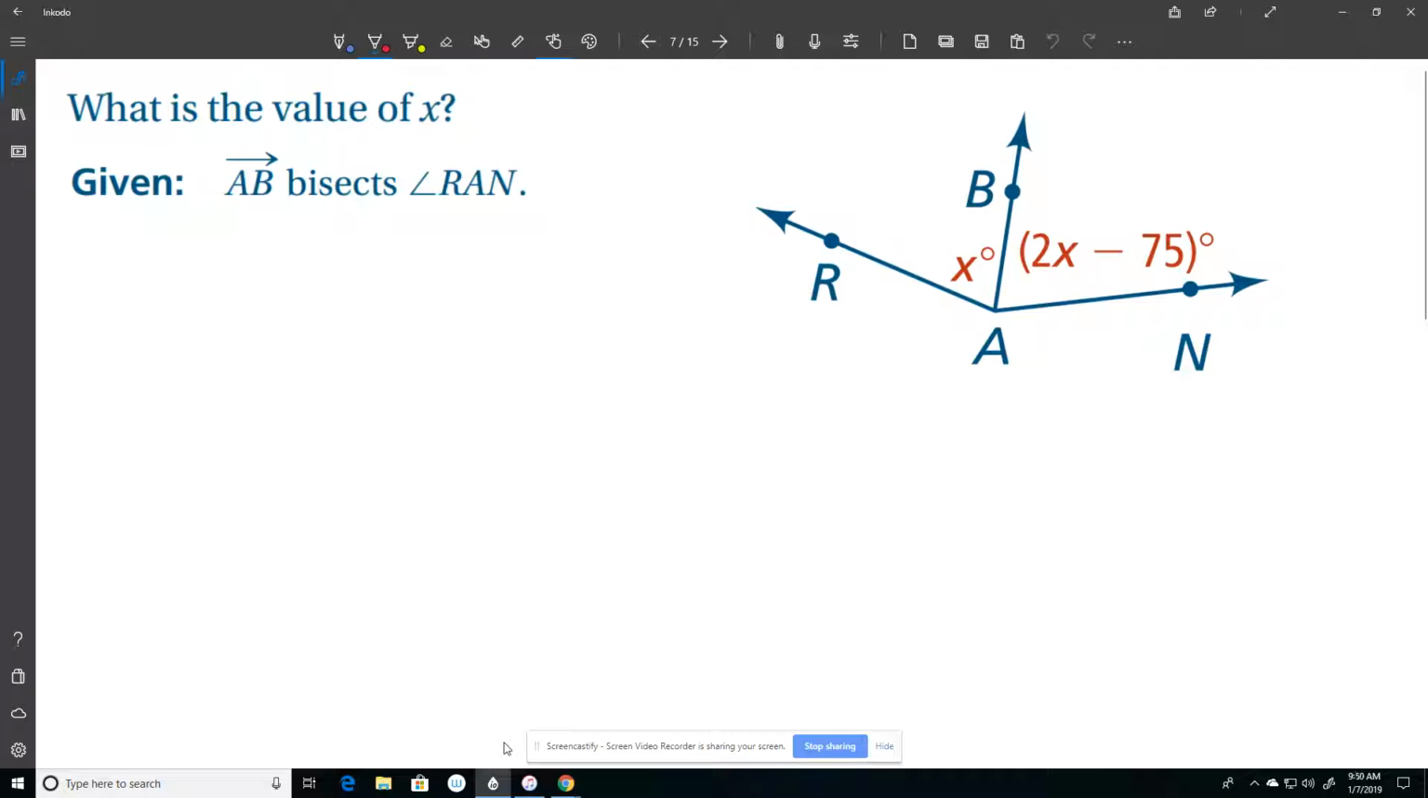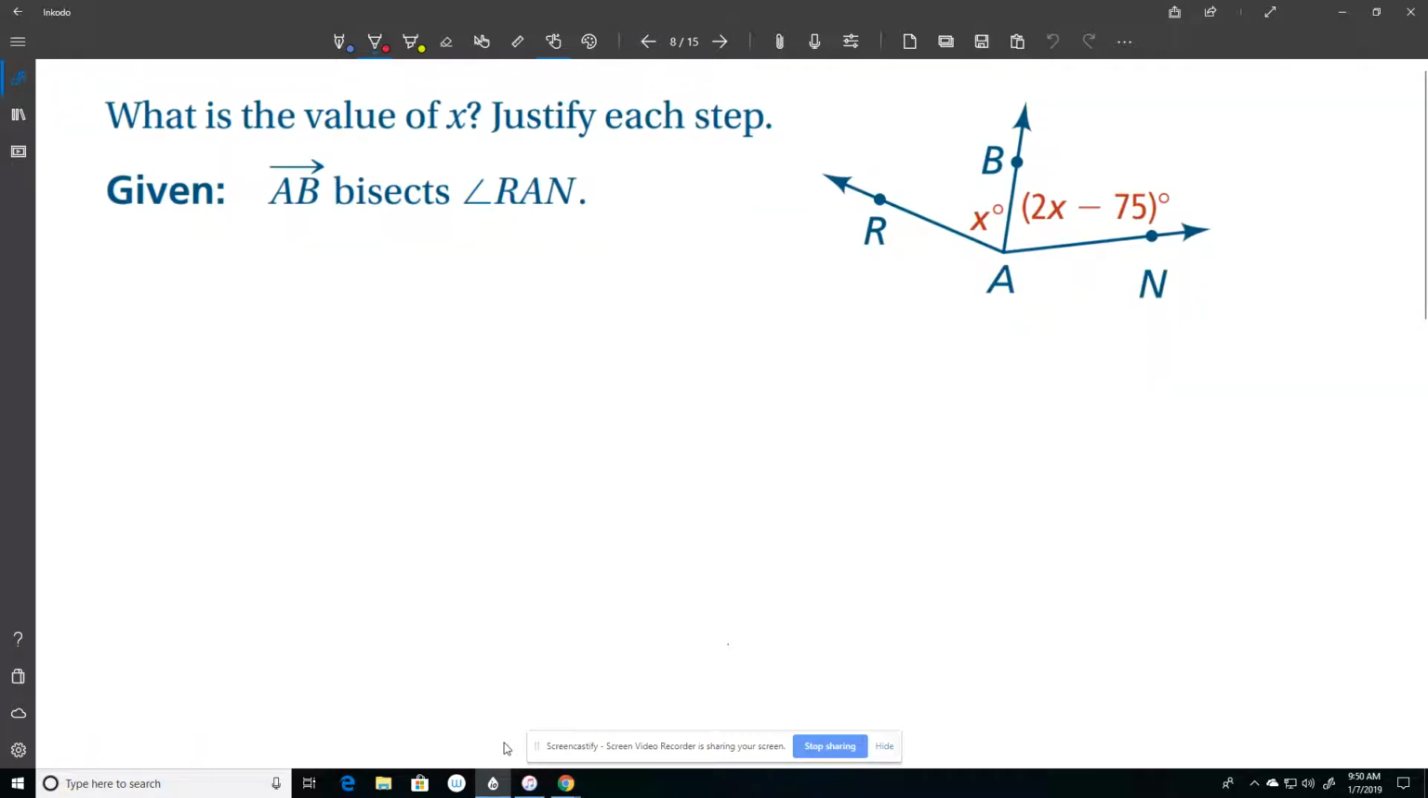The big, long Christmas break, but we're going to get right back into some new stuff. So really what's changing now is in the past, we've given you a problem like this one that says, what is the value of X? And it gives you some information, and it wants you to solve for X. What we're changing now is instead of just solving for X, you have to justify each step.